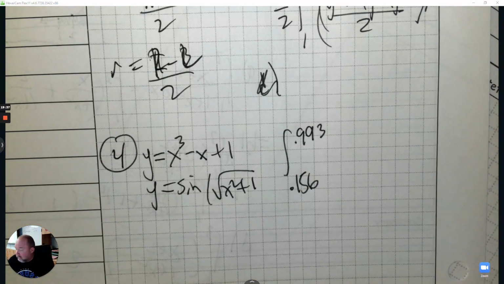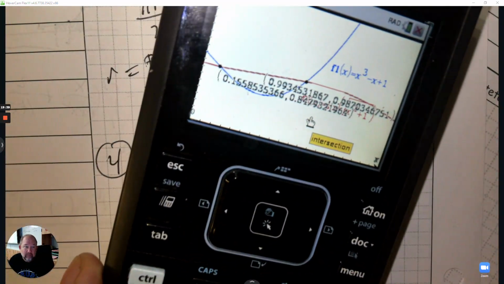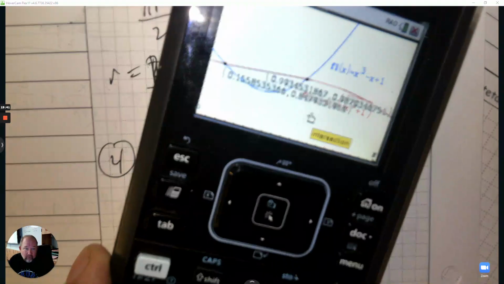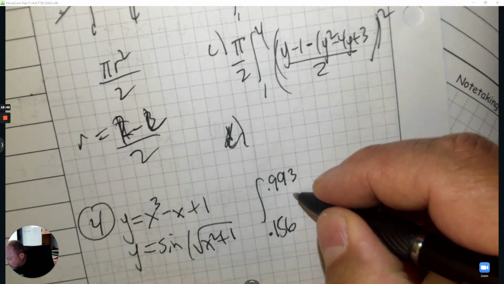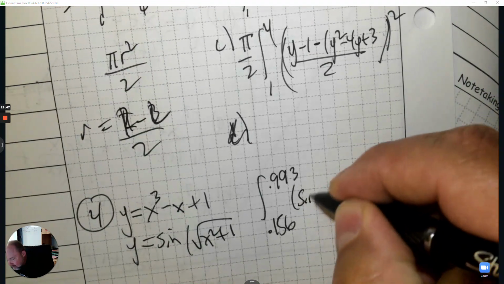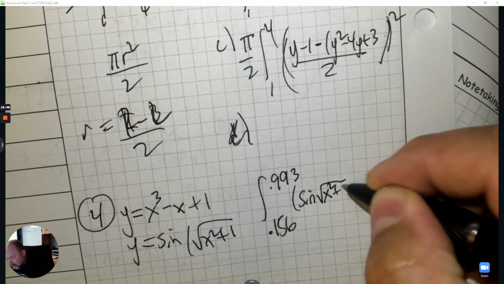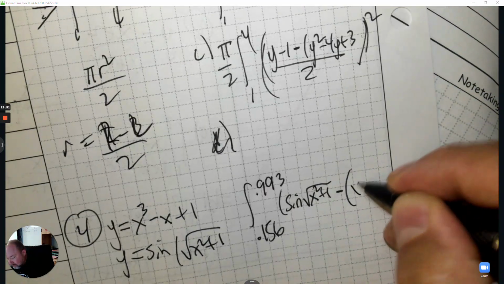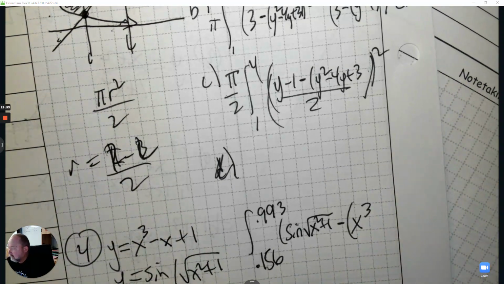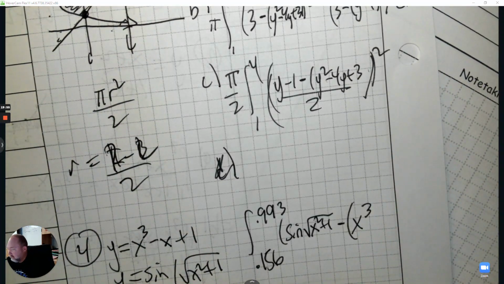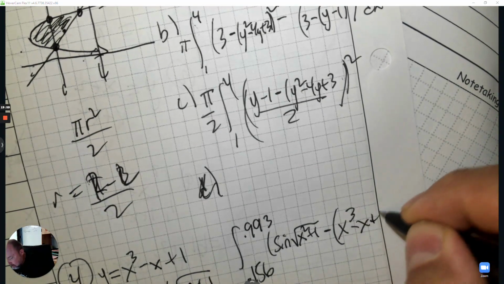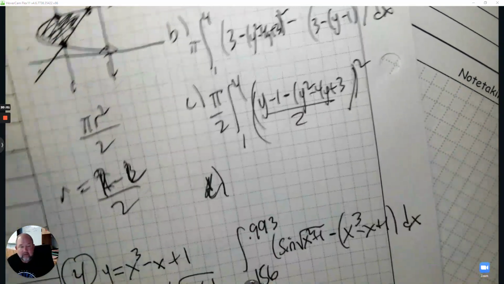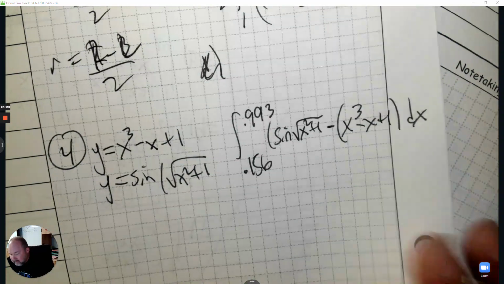I don't need my calculator anymore because now I know top subtract bottom. So red is on top, the blue is on the bottom. So trig is on top. So that would be sine the square root of x squared plus 1 subtract, use parentheses, x cubed minus x plus 1 dx. And there's the setup.